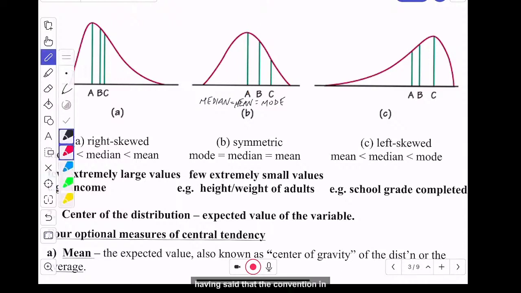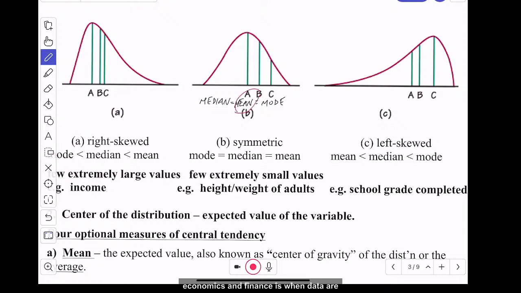Having said that, the convention in statistics and economics and finance is when data are symmetric, we just use the mean. Okay? We only use the mean. Statistical software will report the mode and the median, and you can still calculate them, but in analysis and discussion, in computations, the mean gets used primarily.